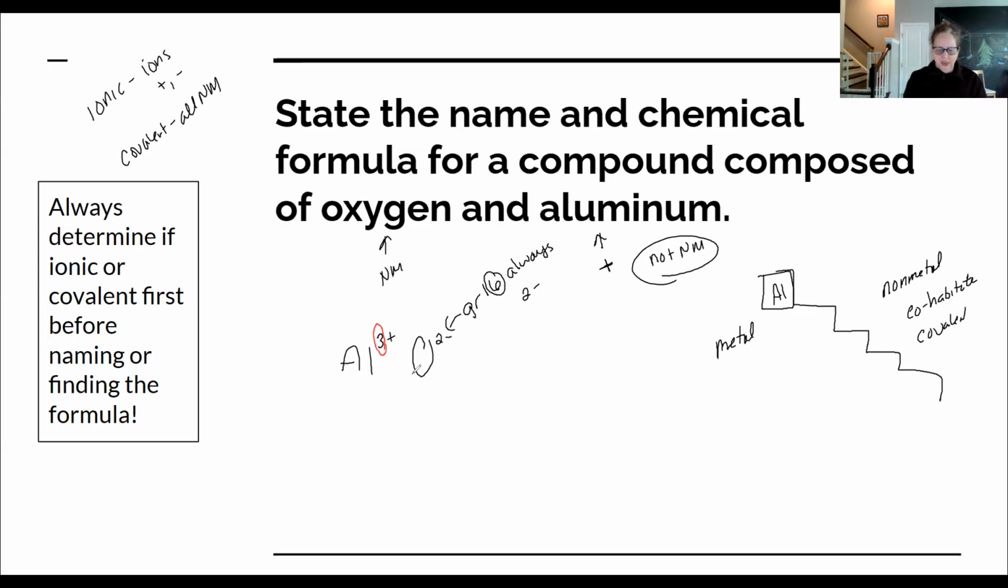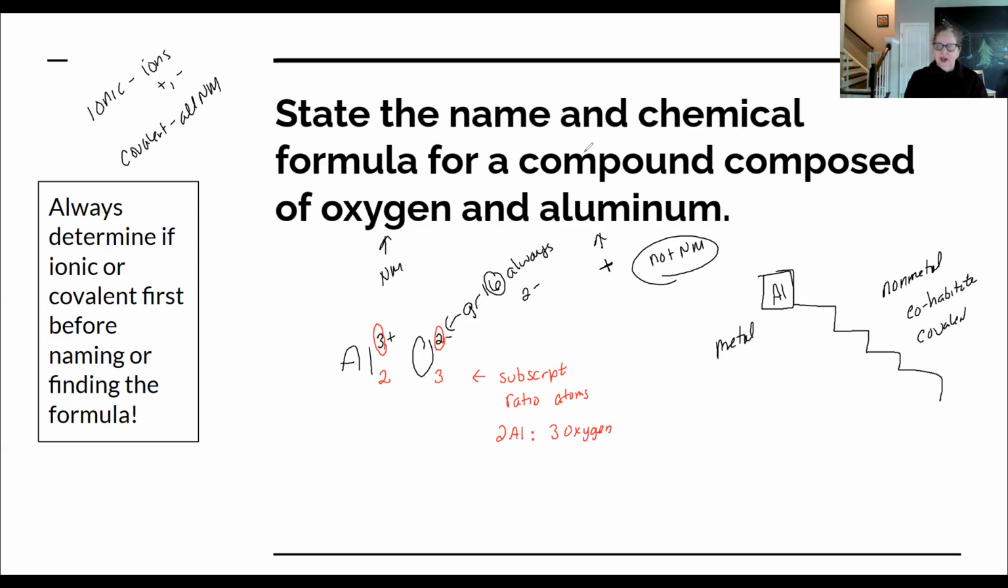Now, how do we find the formula? This is called the crisscross. We take the absolute value of the charge and put it with the other element. So the 3 becomes a subscript of oxygen, and the 2 becomes a subscript of aluminum. The subscript is how we get the ratio of the atoms. So there are 2 aluminum atoms for every 3 oxygen atoms. Every time for aluminum oxide, ionics have fixed ratios. Covalents can be different depending on their structure. But aluminum and oxygen, when they're put together, always 2 aluminums for every 3 oxygens.